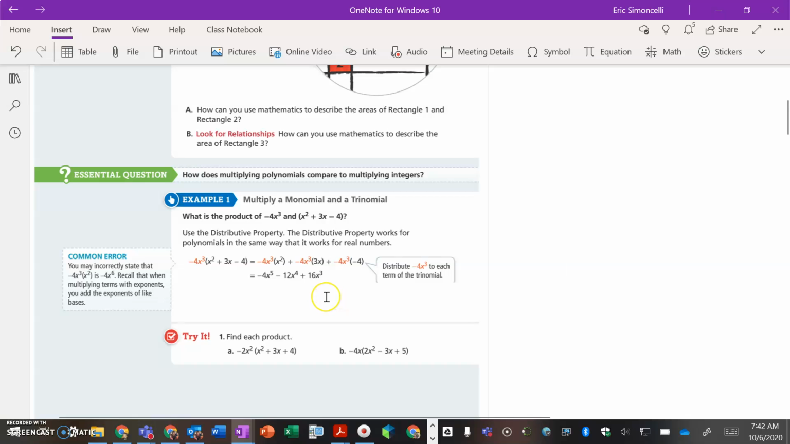So we're distributing negative 4x cubed to each term of the trinomial. The product is exactly what we see here. Negative 4x to the fifth minus 12x to the fourth plus 16x to the third. Notice that the product of these two polynomials is a polynomial.